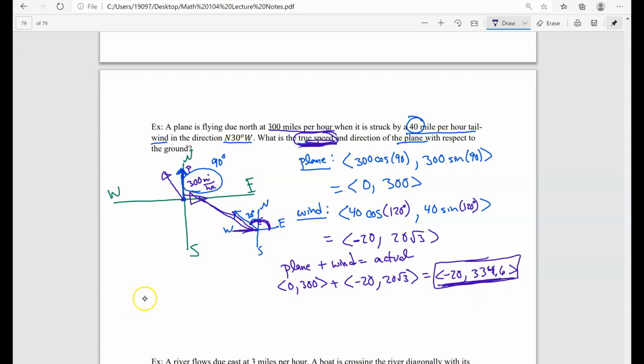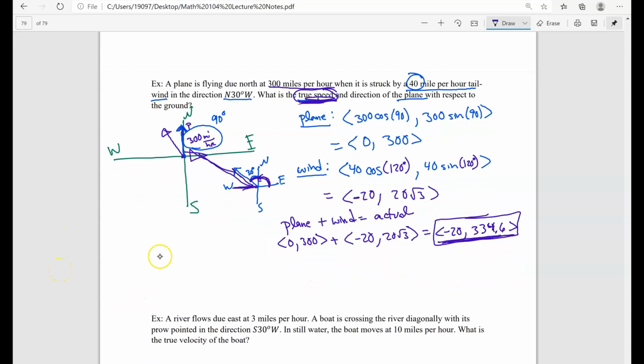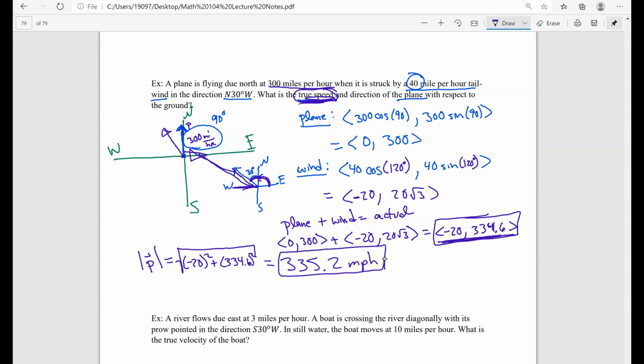So if you think about it, the speed is going to be the magnitude. So I'm going to write the magnitude of the plane vector. It's going to be the square root of negative 20 squared plus 334.6 squared. And the speed is going to be 335.2 miles per hour. So that's going to be the magnitude.